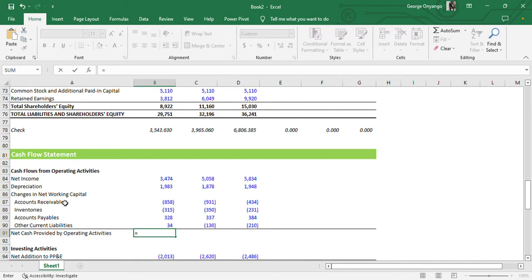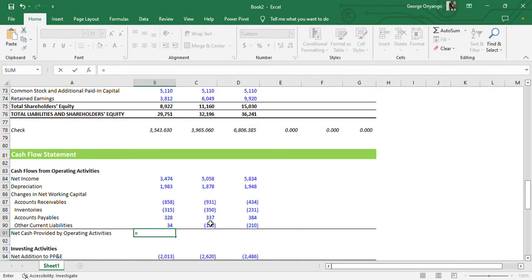Then we have changes in net working capital. We have the accounts payable, which means that the accounts payable reduced. The inventory means that the inventory increased. As you can see, they are in brackets. That means accounts receivable decreased, inventory increased, then accounts payable decreased. So those are the reasons why you're seeing these values here. If you continue following me for more, I'll be able to show you how these are coming about.